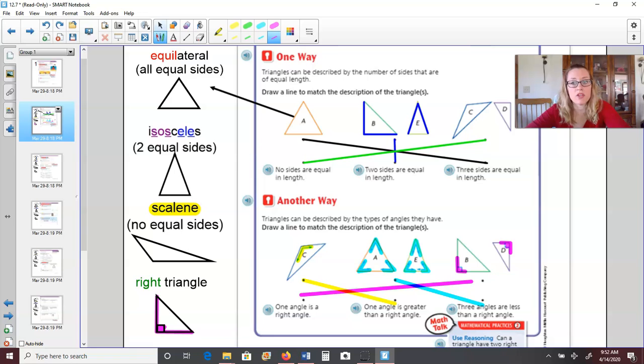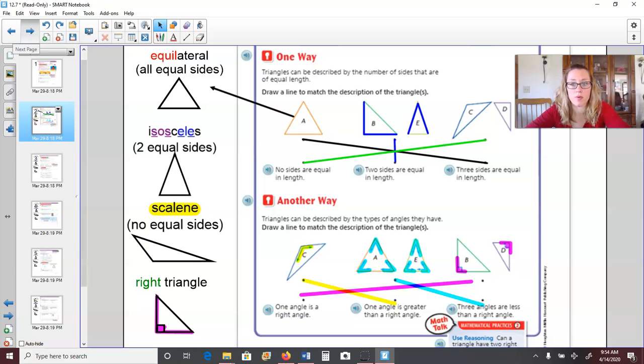So triangles can be identified based on the lengths of their sides, either all equal, only two equal, or no equal sides. Or triangles can be identified based on their angles. One obtuse angle gives us an obtuse triangle. Three acute angles. When all the angles are acute, we have an acute triangle. And when we have one right angle in our triangle, we have a right triangle. Simple as that.